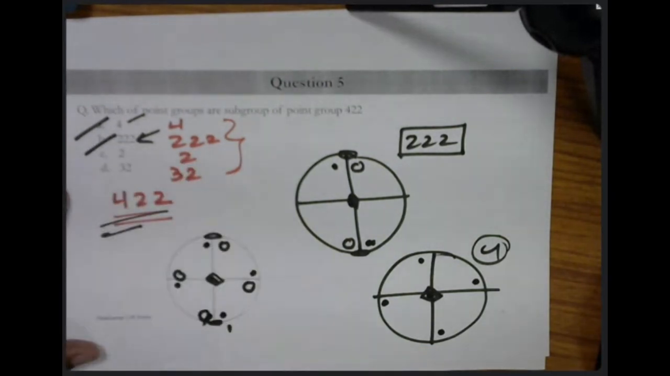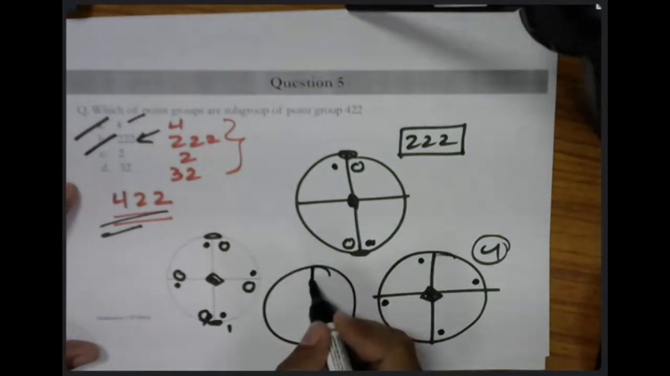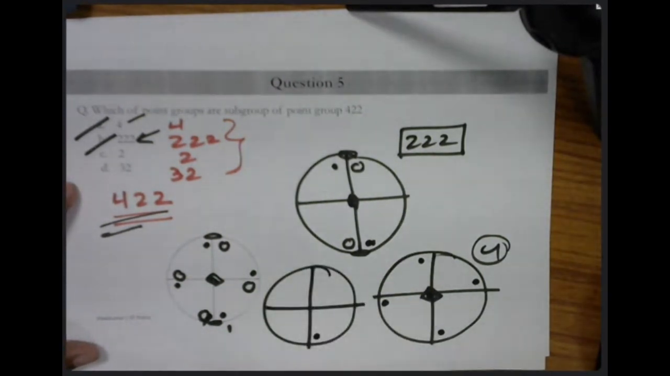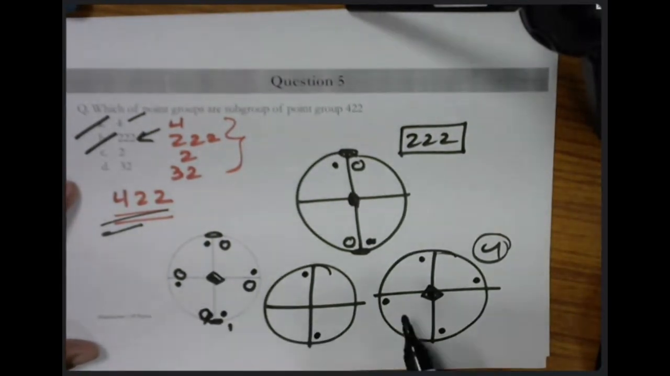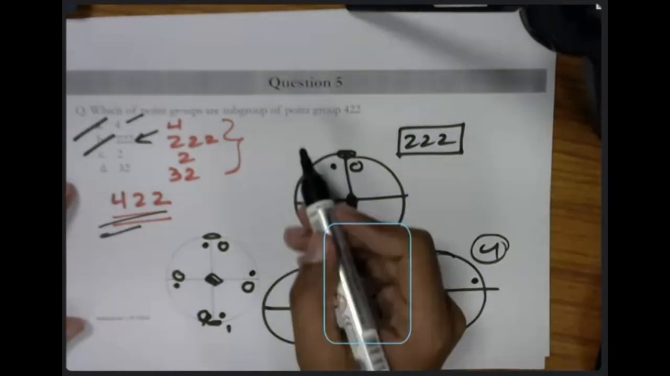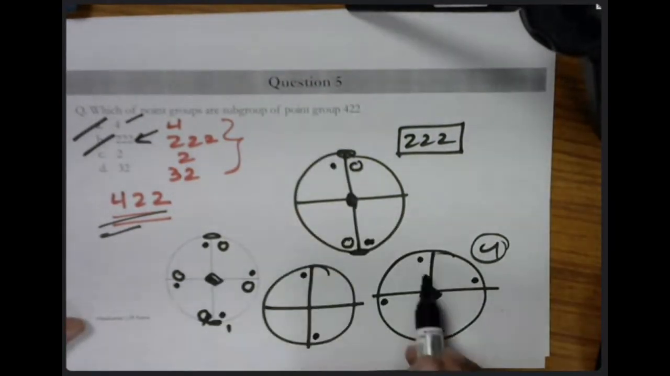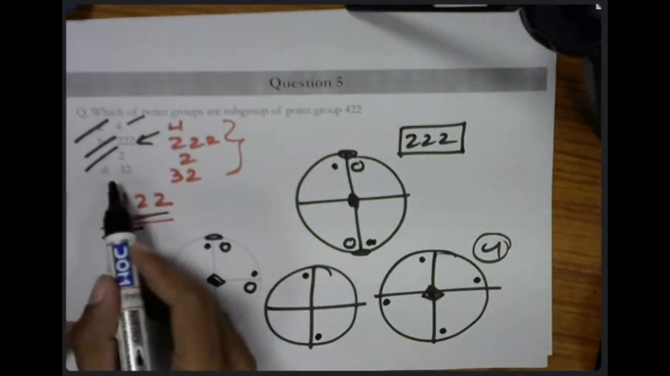What about 2? If I take this particular stereogram, starting with this particular point, if I rotate it by two-fold, I will get to this point, and then again I rotate, I will get to this particular point. So this point is also present over here. Not only over here, it is also present in the 4 also, in 222 also, right? So 2 is also a subgroup of all these three things. So we can say 2 is also there. What about the 3 and 2?